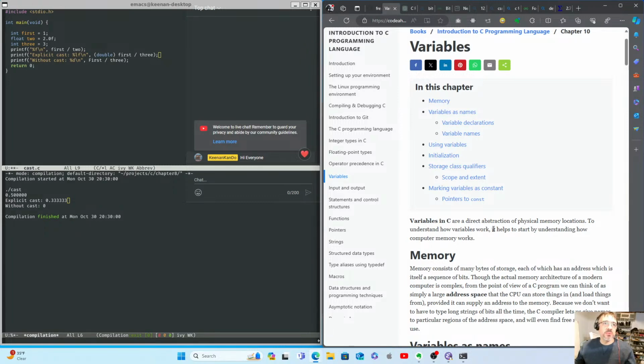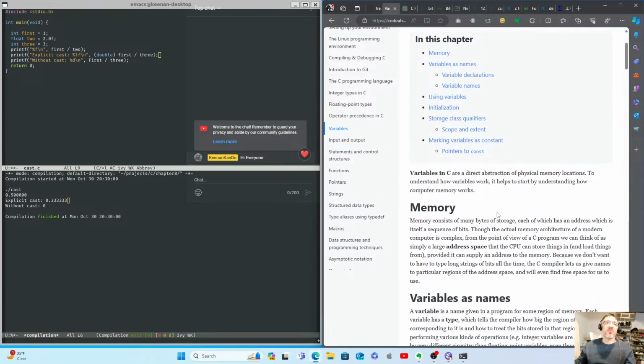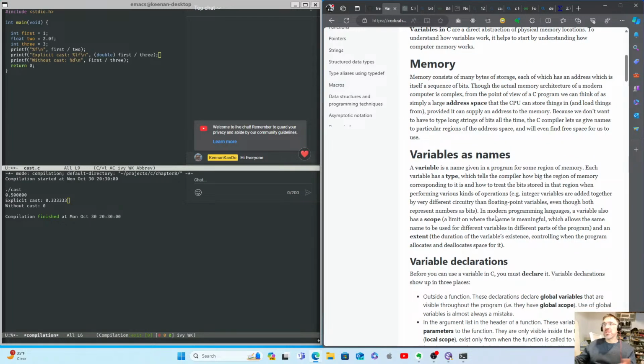To understand how variables work, it helps to start by understanding how computer memory works. Makes sense. Memory consists of many bytes of storage, each of which has an address, which is itself a sequence of bits. Though the actual memory architecture of a modern computer is complex, from the point of view of a C program, we can think of it as simply a large address space that the CPU can store things in and load things from, provided it can supply an address to the memory.